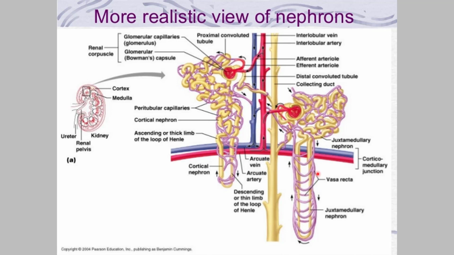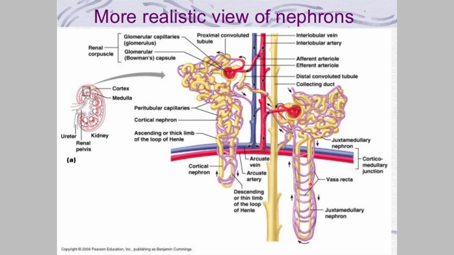You might have heard the term vasa recta. You might not remember it, but we did mention it back at the very beginning of the semester when we were in endocrine and we talked about ANP, the atrial natriuretic peptide. We'll talk about that a little later today.